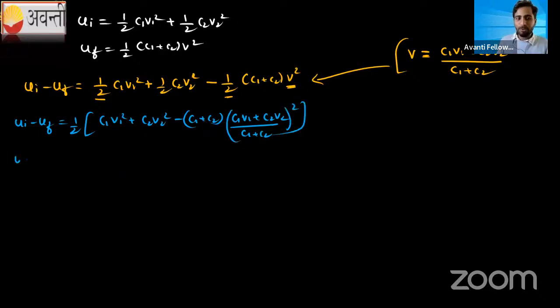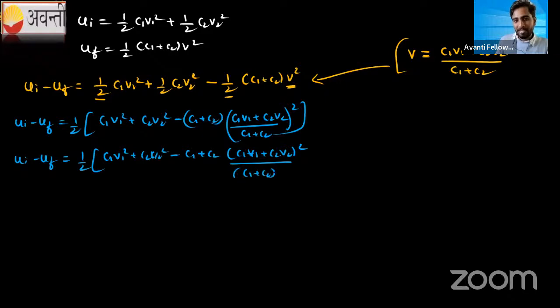Next step, I will do this a little faster. Ui minus Uf is 1/2, again C1 V1 square plus C2 V2 square minus C1 plus C2. Here I will take it like this: C1 V1 plus C2 V2 whole square divided by C1 plus C2 whole square. Here this C1 plus C2, one power collapses. ये दोनों मर जाता है. Yes, absolutely right. Remaining term इधर C1 plus C2 मिलता है ना. इसको मैं इधर multiply करता हूँ and it will become the total denominator also. C1 plus C2.